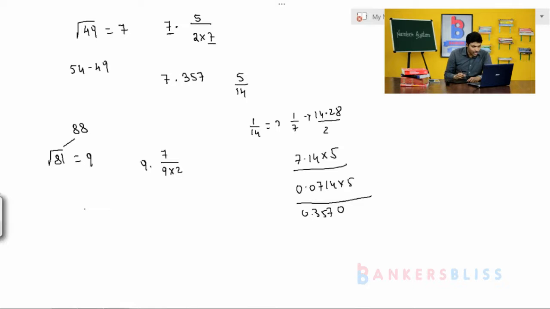So now you have to calculate 9.7 divided by 18. So the value of 7 by 18 you should learn. See here, 1 by 9 means 11.11 percent. Divide by 2 means 2 5s are 10.